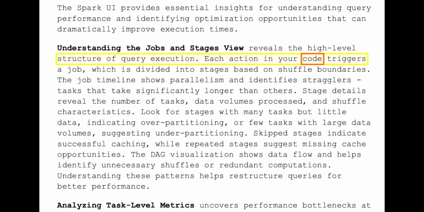Each action in your code triggers a job, which is divided into stages based on shuffle boundaries. The job timeline shows parallelism and identifies stragglers, tasks that take significantly longer than others. Stage details reveal the number of tasks, data volumes processed, and shuffle characteristics. Look for stages with many tasks but little data, indicating over-partitioning, or few tasks with large data volumes, suggesting under-partitioning.